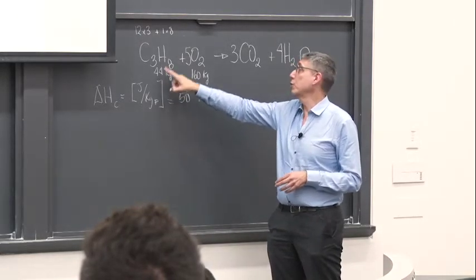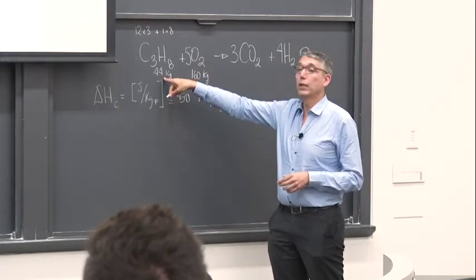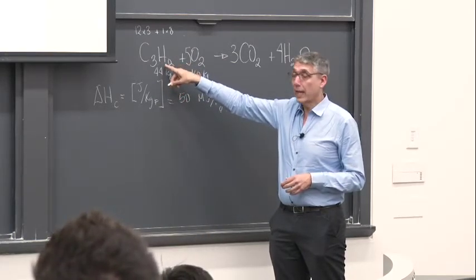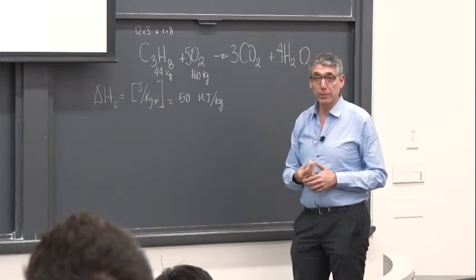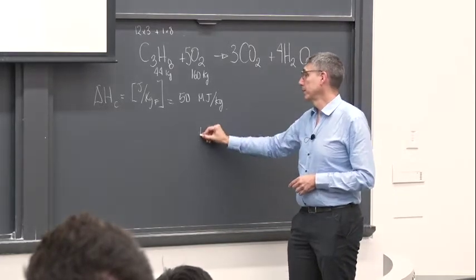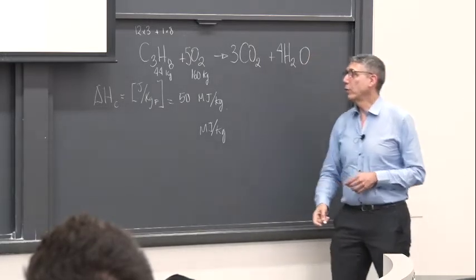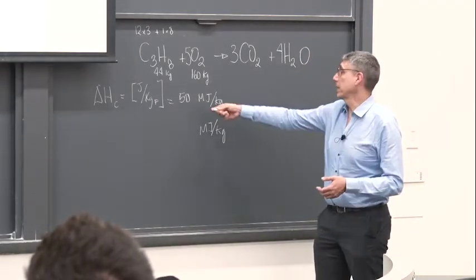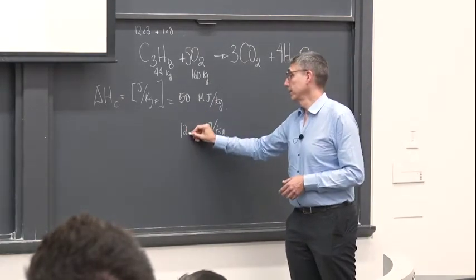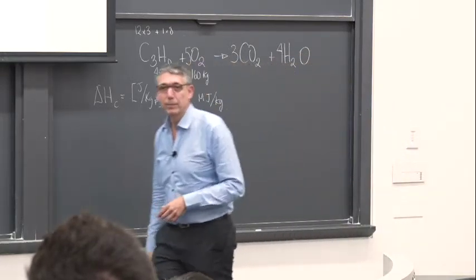So if I want to now change the equation and do it in a different way, and instead of having the heat of combustion per kilogram of fuel, I do the heat of combustion per kilogram of oxygen. Okay. What will be the number? 44 over 160 times 50, no? Which would be basically a fourth of this, which will give me 12.5. I rest my case.